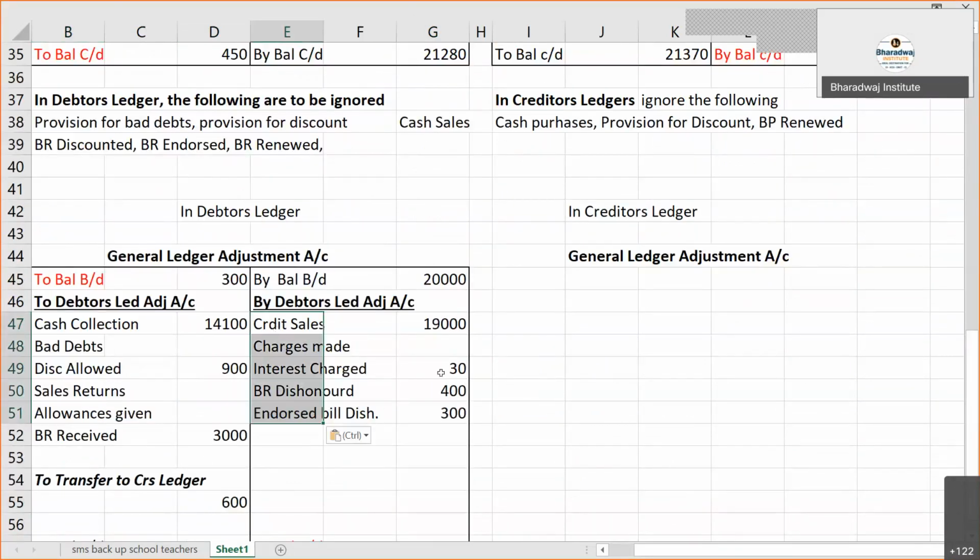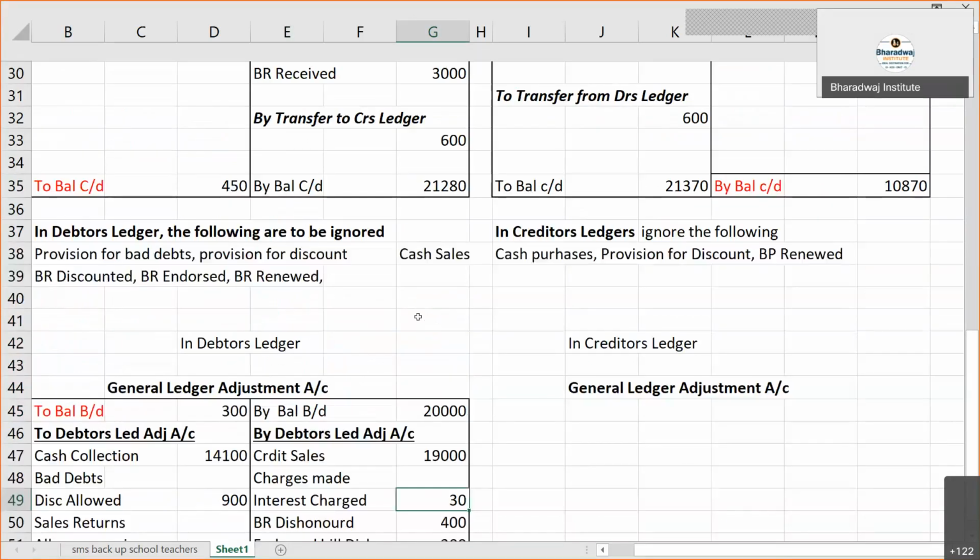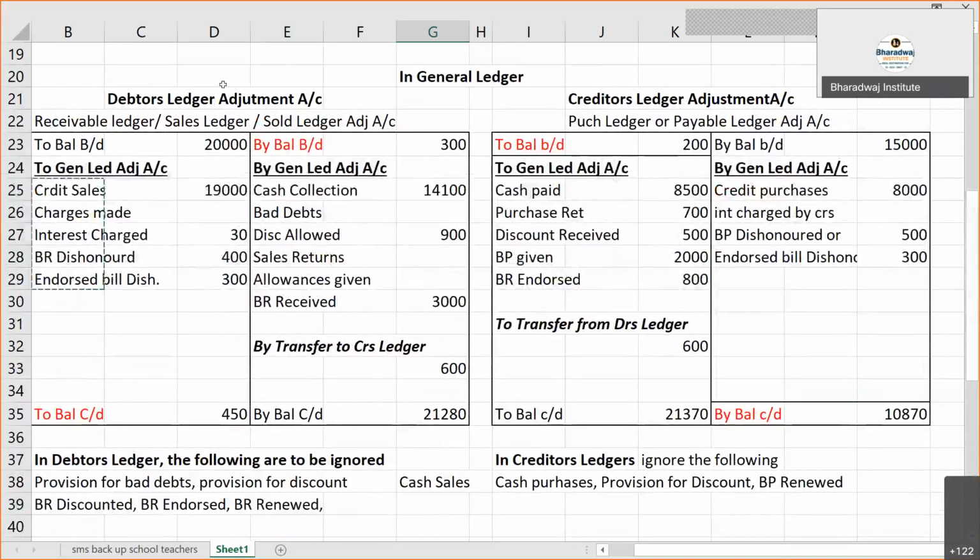But anyhow, in the online examination, they cannot test these ledgers. You do any one. In the general ledger, you prepare the debtors ledger adjustment account. They ask the closing balance, write it. In the creditors ledger, if they ask you, just do the closing balance and write it. That's all.